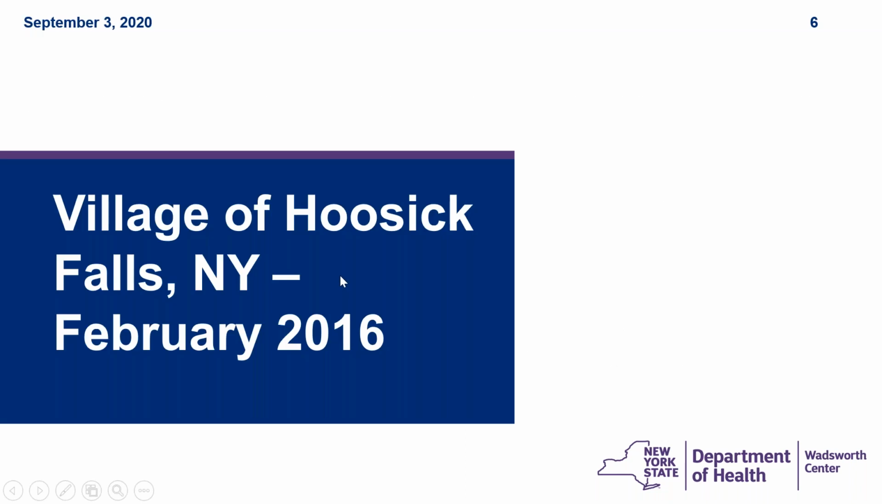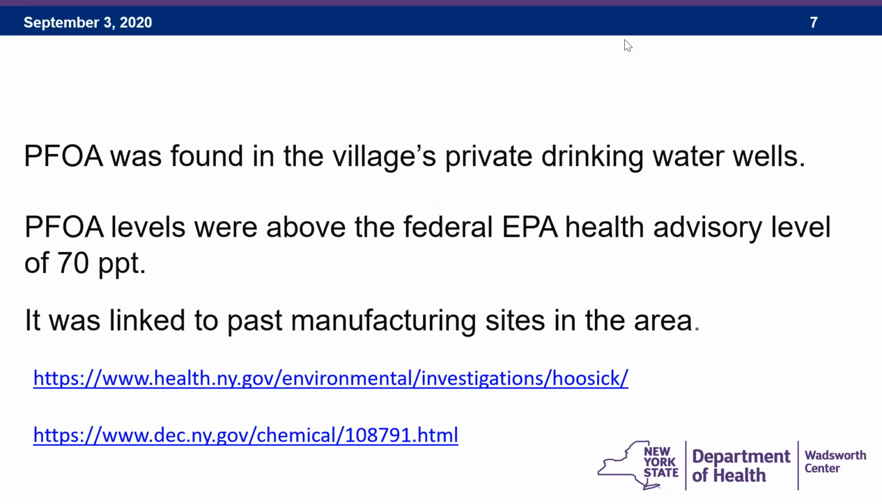And then we have the village of Hoosick Falls, New York, in February 2016. PFOA was found in the village's private drinking water wells. PFOA levels were above the federal EPA health advisory's 70 parts per trillion. It was linked to past manufacturing sites in the area. Again, if you want to learn more about the actual Hoosick event, you can go to our Department of Health website at the link below, as well as the New York State DEC website.